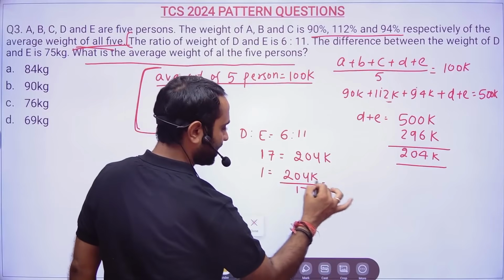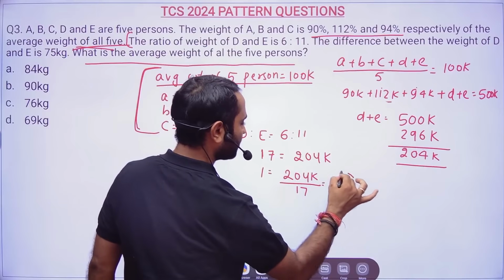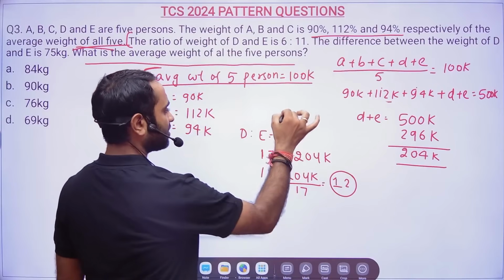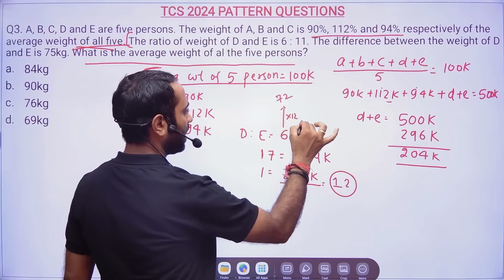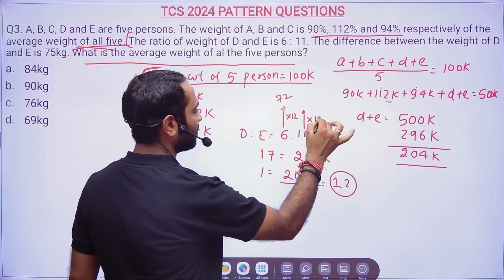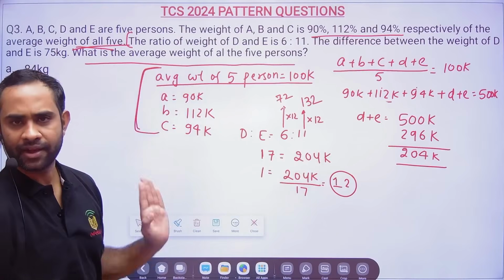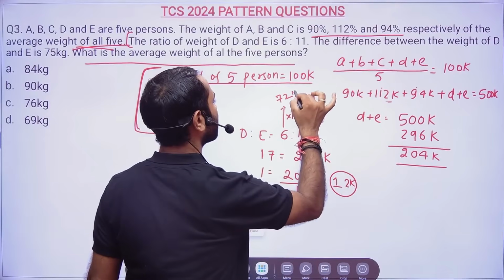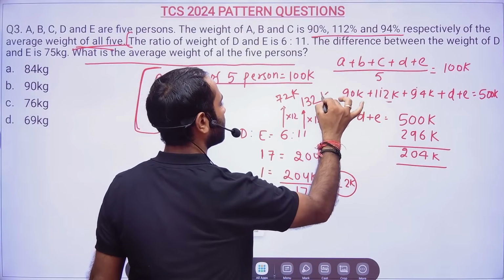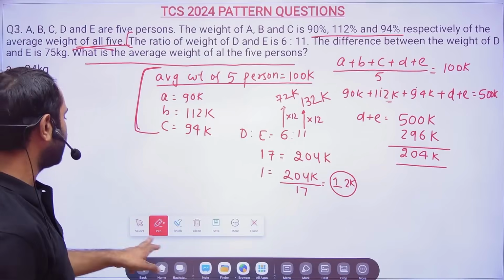So 17 ones are 17 and 17 twos are 34. So this is nothing but 12. That means 6 into 12 is 72, and 11 into 12 is 132. So we have got the value of D and E, right? So x is equal to 12k. So D is 72k and E is nothing but 132k. So we got the value of D and E.